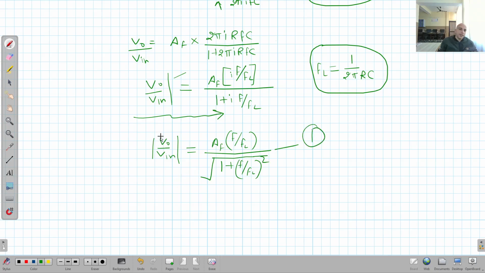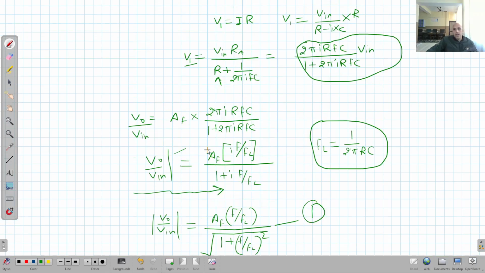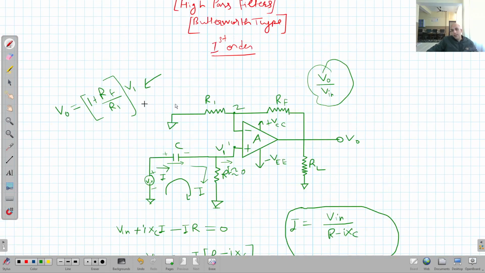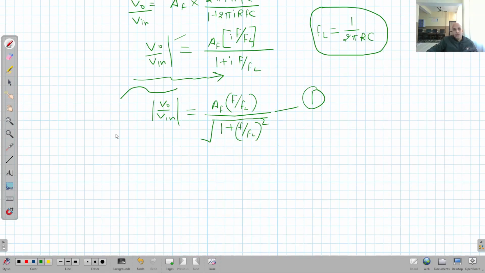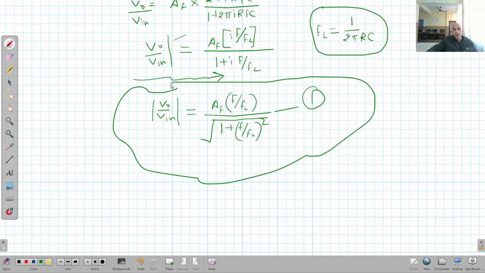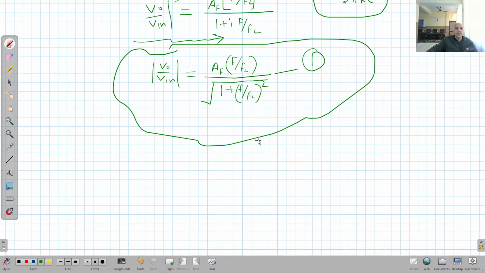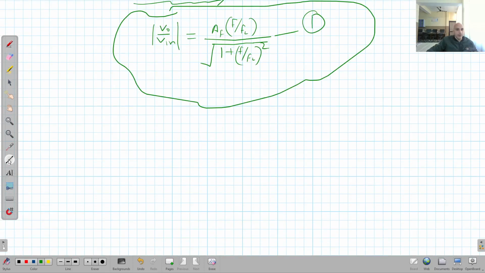Now this is the expression that we were looking for at the beginning when we drew this circuit. This expression is telling us about the frequency response. If I plot this V output upon V input versus frequency, then I will get this type of graph. Right.